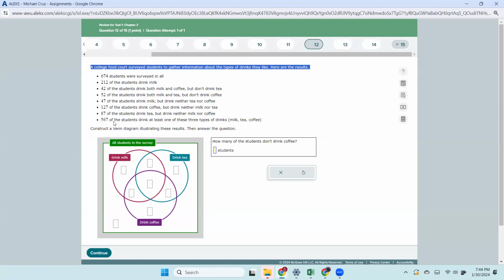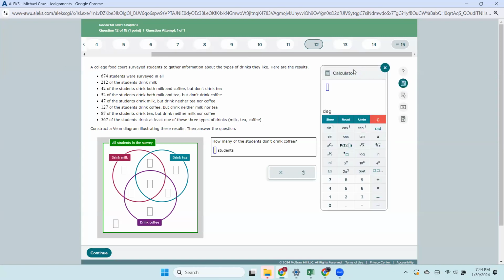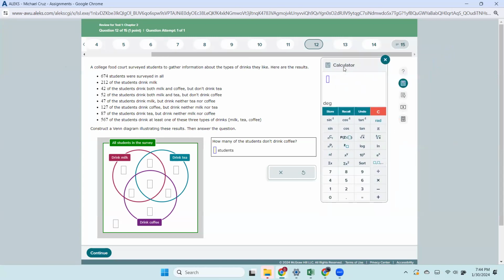And lastly, 567 of the students drink at least one of these types. So starting at the bottom, what do you think is the first move to make? Subtract that 567 from the total. Oh, wow. You were wonderful there.